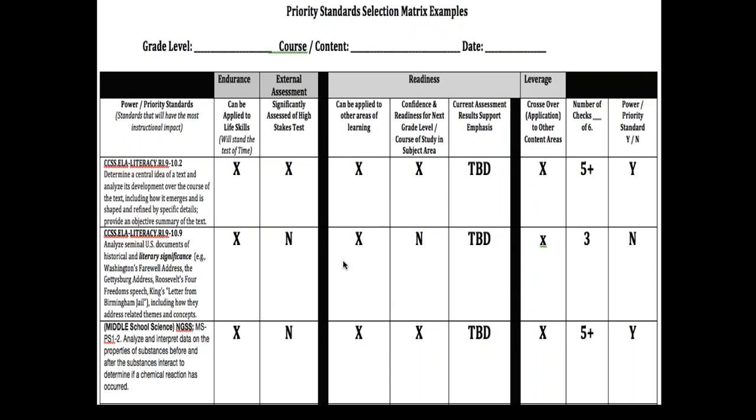I'm going to look at the 2 more that are left in your handout, which I'll walk us through in this document. First, the middle school science example. Analyze and interpret data on properties of substances before and after substances interact to determine if a chemical reaction has occurred. The only place that the team couldn't decide if it was a factor yet was whether it was significantly assessed on high-stakes tests.